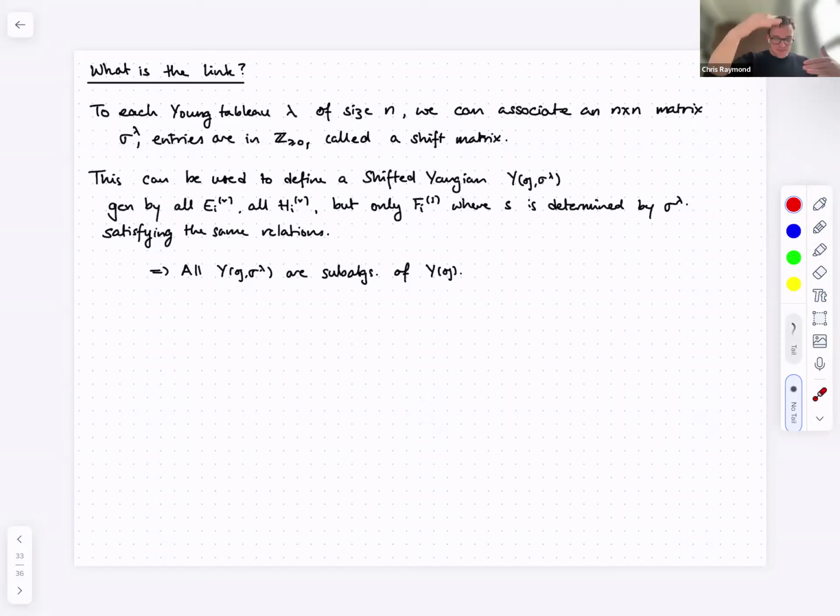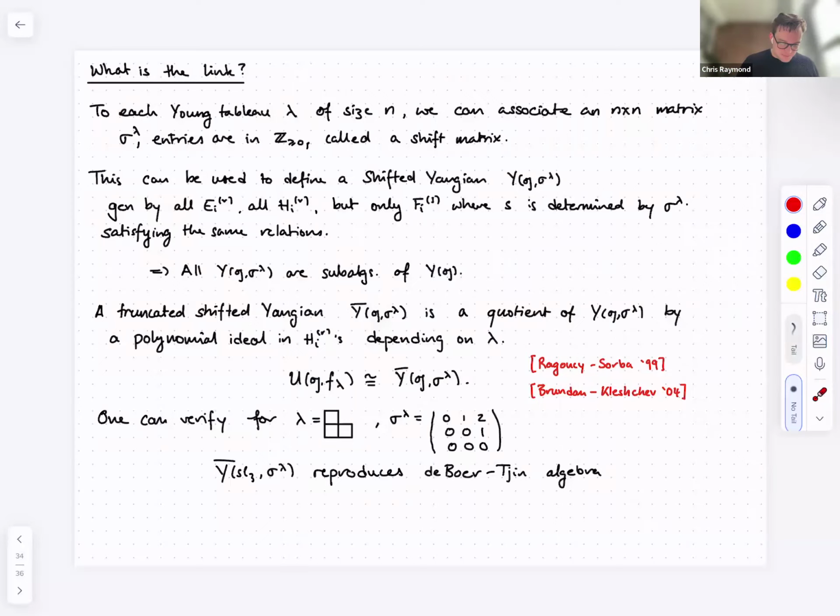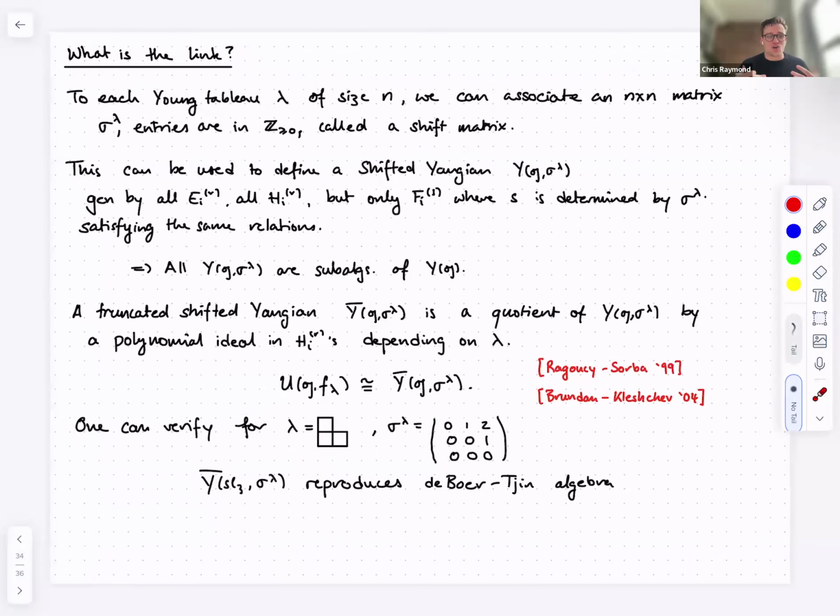Okay, so I have some nesting of subalgebras. Now, there's still one more step to this game. I need to introduce something called a truncated shifted Yangian that I'm going to call Y bar. So this is now a quotient of my shifted Yangian by some polynomial ideal that appears in the H's, right?